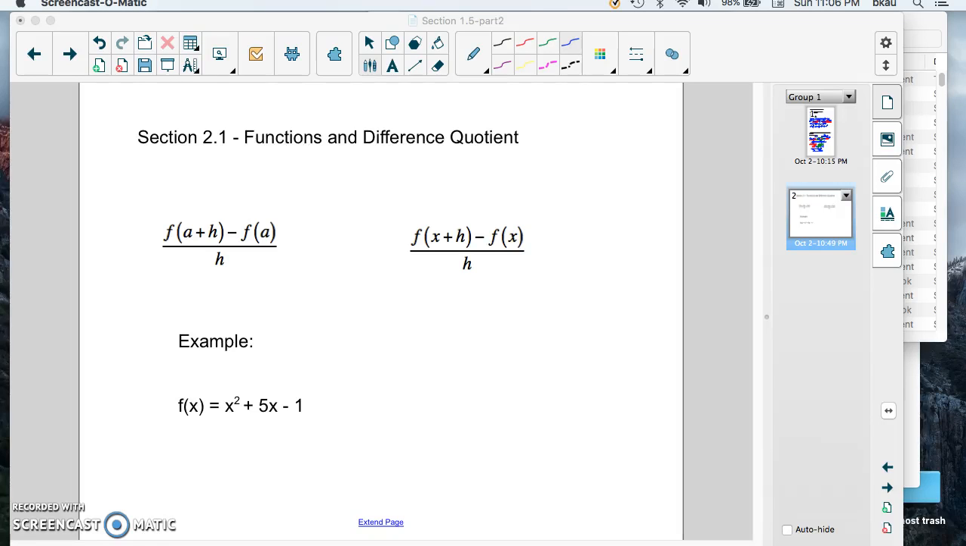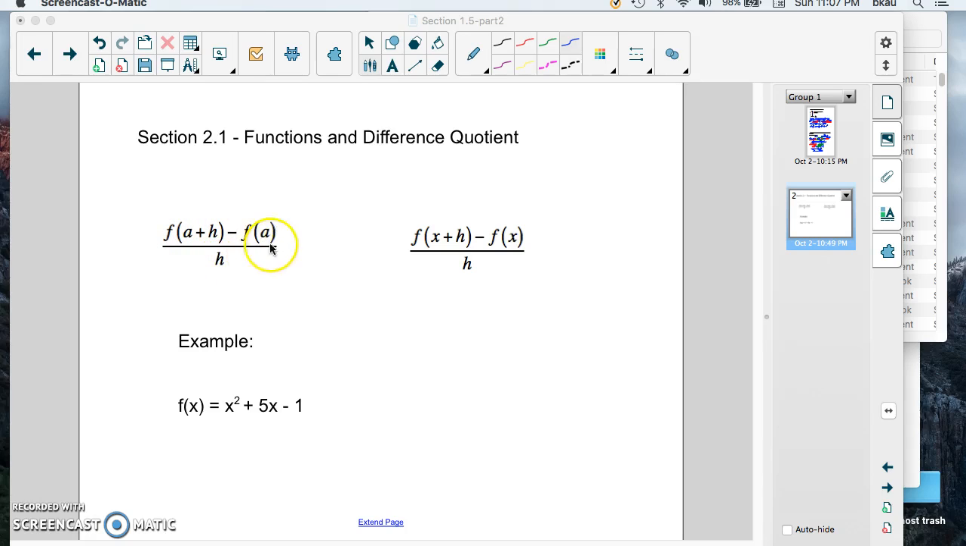Hello and welcome back. In this video we're going to cover section 2.1, functions and the difference quotient. Now the difference quotient is an evaluation where we do f of x or f of 3, but it's written in terms of a couple different evaluations that we then evaluate as a quotient. So there's going to be a difference of two evaluations and a quotient.